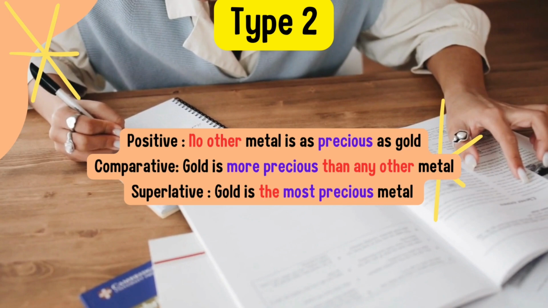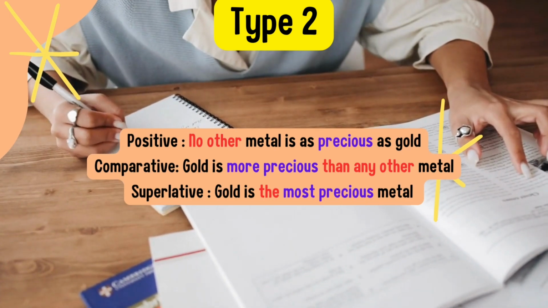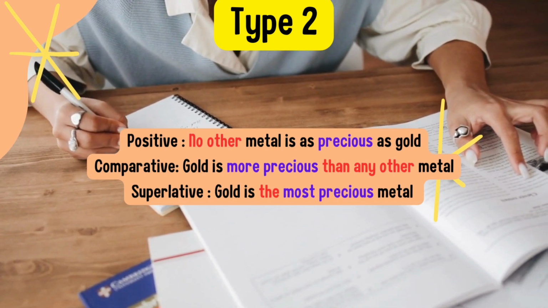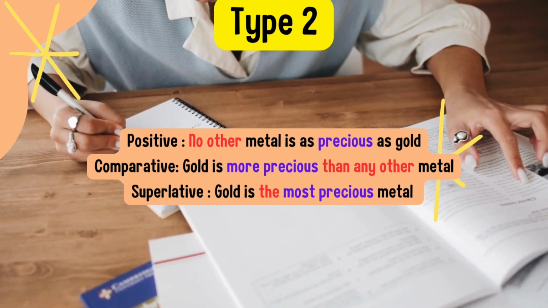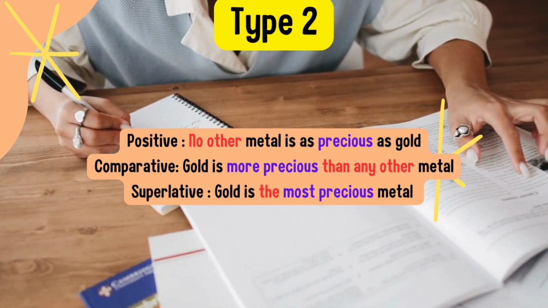Then we need to write the first noun, metal. Gold is more precious than any other metal. And now the superlative degree. We are going to transform comparative to superlative. So first write, Gold is. No changes in that. What do we have next? More precious.